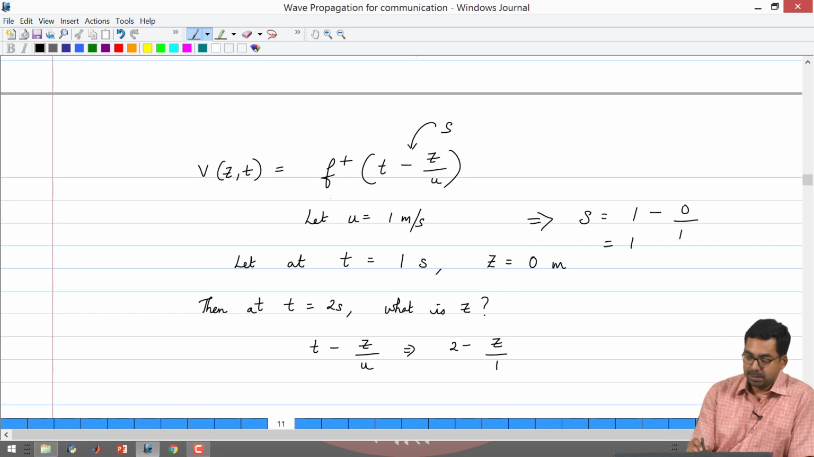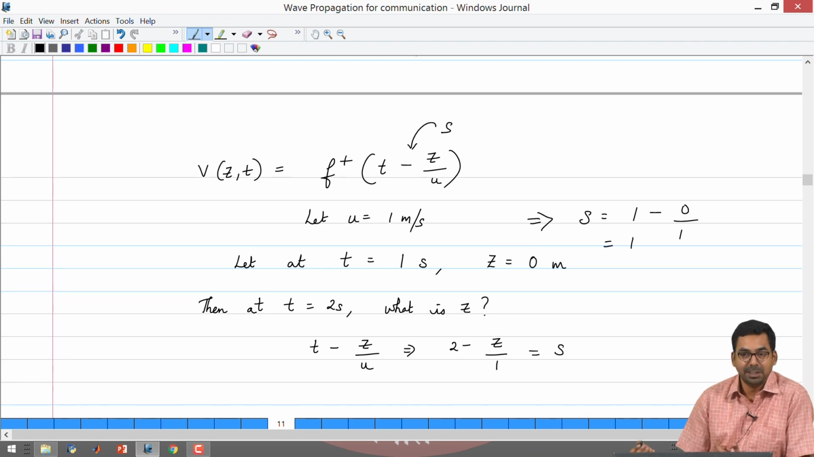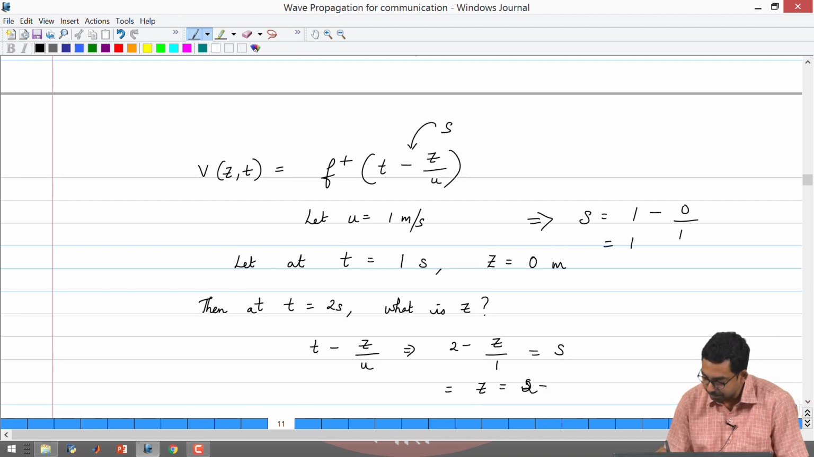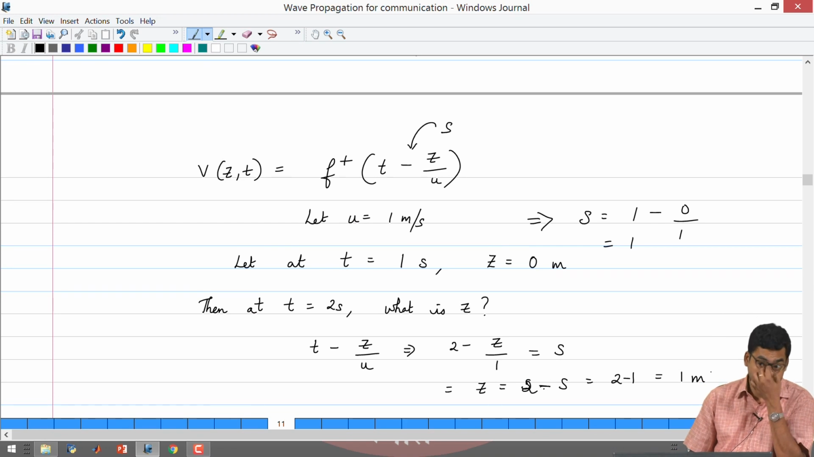And since this voltage is a function of this quantity, assuming s to be constant, we have to say that this is also going to be equal to s, right. That is the definition of s. s is going to be t minus z by u at all instants of time, at all positions, for a given velocity of 1 meter per second. Then what happens is, you will have z equal to 2 minus s, sorry, that is equal to 2 minus 1, that is at position 1 meter. Okay.